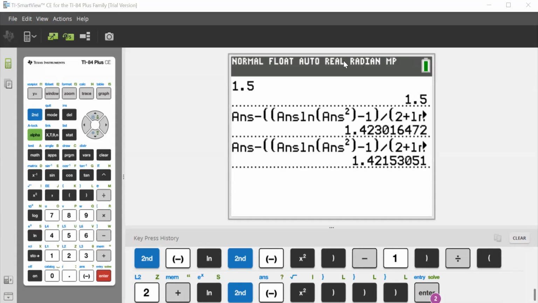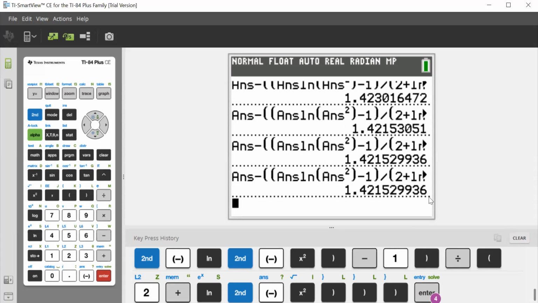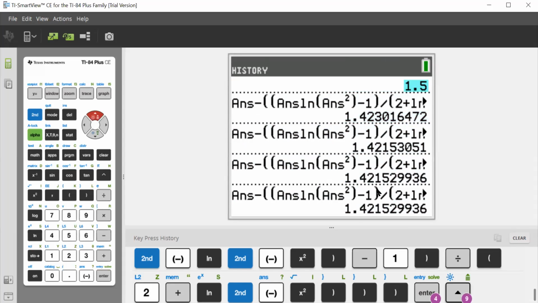42153051. Oh, there we go. Still different. And then right there, it repeats the exact same thing. And so we end up with 1.421529936. So we had our initial guess, x0, x1, x2, and then x3 and x4 were the same. Right.